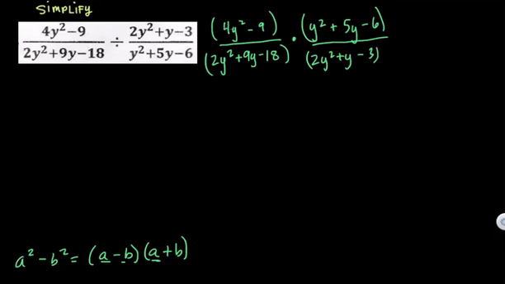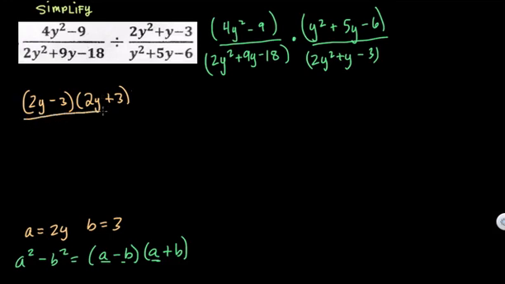Here, a is 2y, because if we square 2y, it's 4y squared, and b is 3. So here a is equal to 2y, and b is equal to 3. So if we factor this one out, we get 2y minus 3 times 2y plus 3. You can test it out: 2y times 2y is 4y squared, plus 6y minus 6y minus 9, and that works.